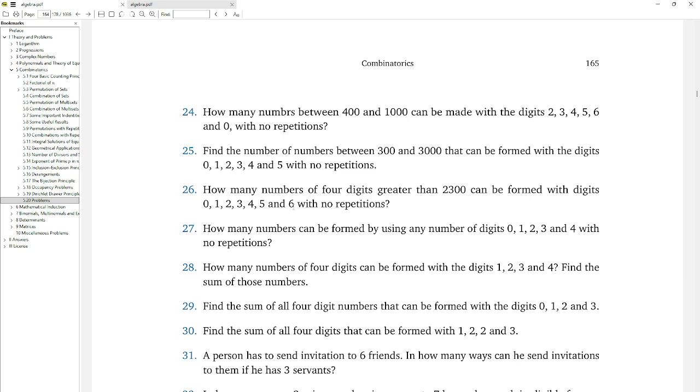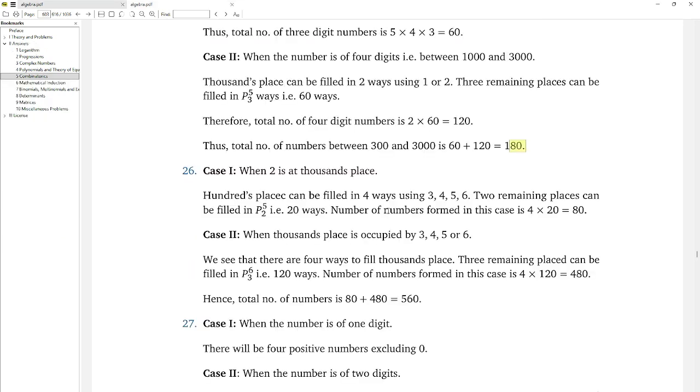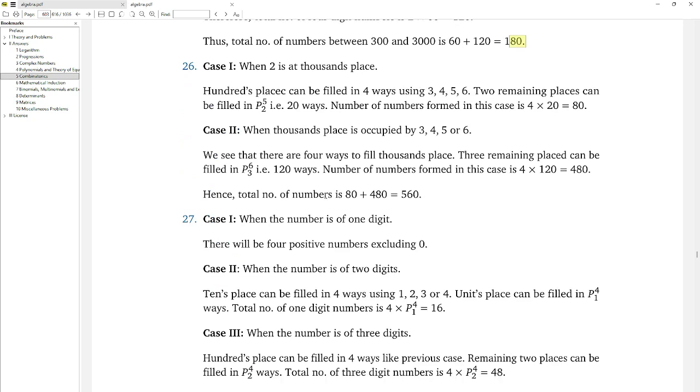Question 26 says, how many numbers of 4 digits greater than 2300 can be formed with digits 0, 1, 2, 3, 4, 5, 6 with no repetitions? So case 1, when 2 is at the thousands place. Hundreds place can be filled in 4 ways using 3, 4, 5, 6. The 2 remaining places can be filled in 5P2 ways, that is 20 ways.